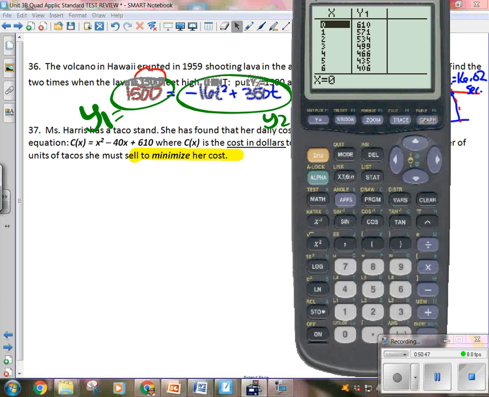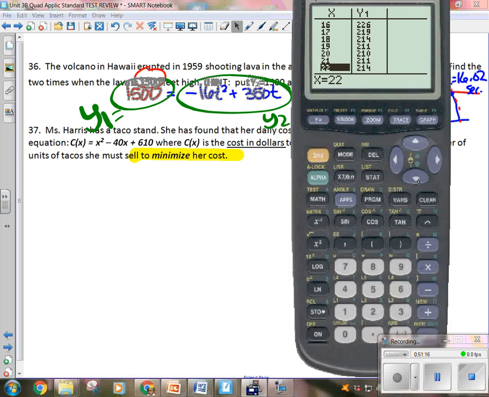Okay, minimize. 600, 600, 400, 400, 397, 350, 331, 310, 291, 274, 259, 246. Still minimum. Going smaller, going smaller. Oops, so what happened? At 19, I was 211 units of tacos. At 20, I was 210. So it looks like 210 is my cost.